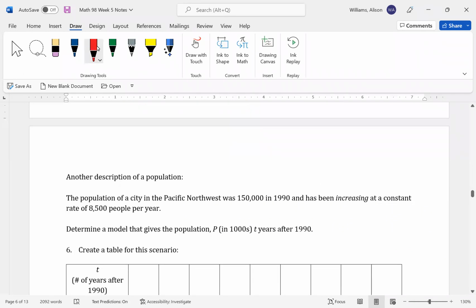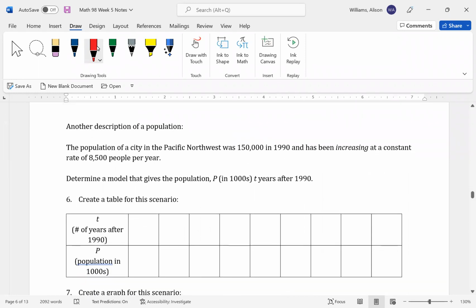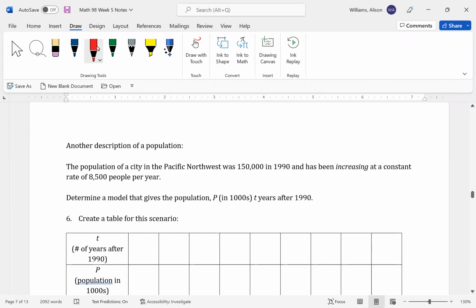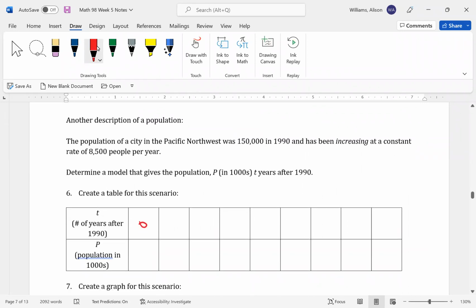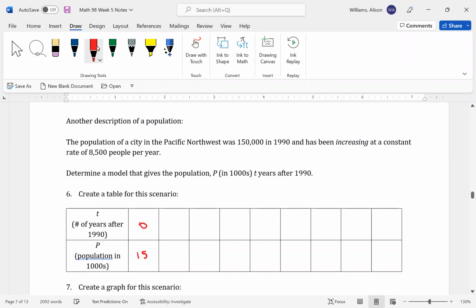Let's do another one. The population of a city in the Pacific Northwest was 150,000 in 1990 and has been increasing this time at a rate of 8,500 people per year. Okay, so let's determine the model, again using years after 1990. This time, t equals 0 is going to be 150, so it's going in thousands.